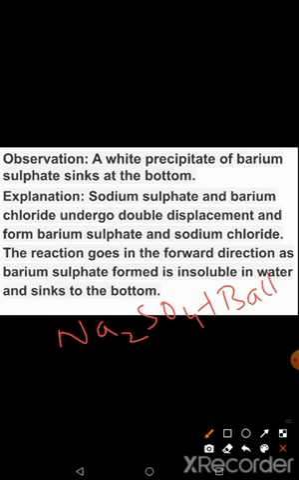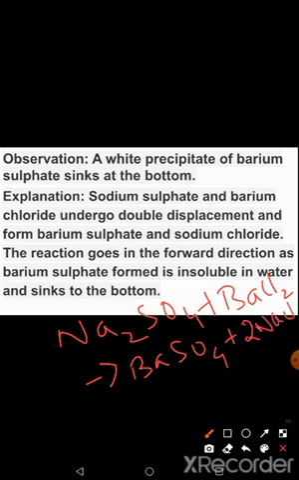So these two solutions were mixed with each other. After mixing, you will find barium sulfate sinking at the bottom and sodium chloride. Barium sulfate and sodium chloride. So here sodium sulfate and barium chloride undergo double displacement reaction and form barium sulfate and sodium chloride.